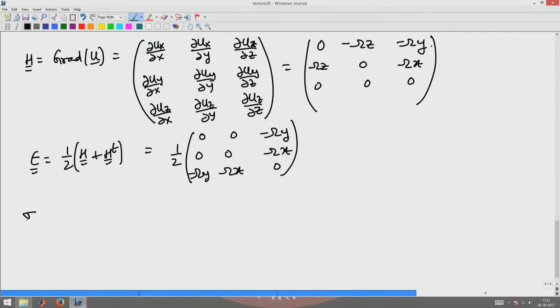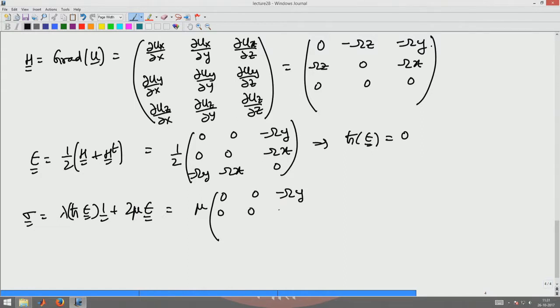So my stress expression is given by lambda trace epsilon identity plus 2 mu epsilon, and I find from here that trace of epsilon is 0, and hence this becomes mu times 0, 0, minus omega y; 0, 0, omega x; minus omega y, omega x, 0. Okay. Now I found the stress. I found in particular sigma xz component to be minus mu omega y and sigma yz component to be mu omega x. Okay. Now I will see what happens to the equilibrium equations next.